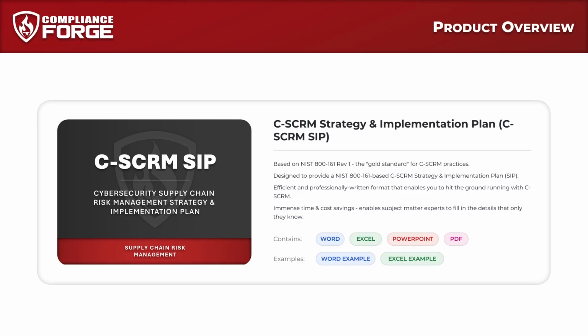The C-SCRM SIP is based on NIST 800-161 Revision 1, the gold standard for C-SCRM practices. It is designed to provide a strategy and implementation plan. It comes in an efficient and professionally written format that enables you to hit the ground running, and it delivers immense time and cost savings, enabling your subject matter experts to fill in the details that only they know.